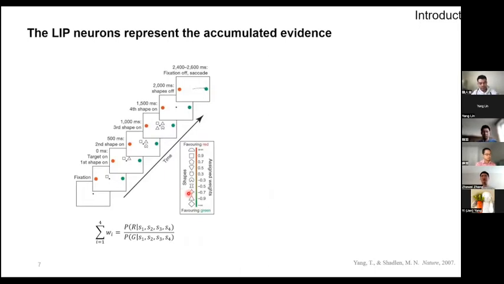The sum of the weights controls the probability that a red or green choice will be rewarded, which is actually the ratio here between the probability that the red target will be rewarded and that the green target will be rewarded, given all presented shapes. We also call this term the log-likelihood ratio.